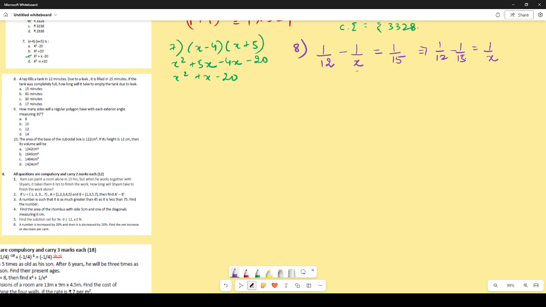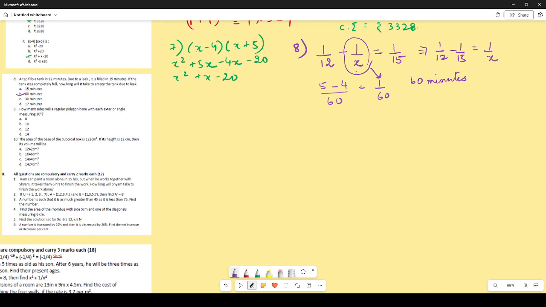And what is the LCM of 12 and 15? We have 60 over here. 12 5's are 60, 15 4's are 60, so we have 1 by 60. Now the work rate of this tap which is emptying it is 1 by 60. That means how long is it going to take this tap to do its work? It is just the reverse, 60 minutes. So this will be the answer, 60 minutes.